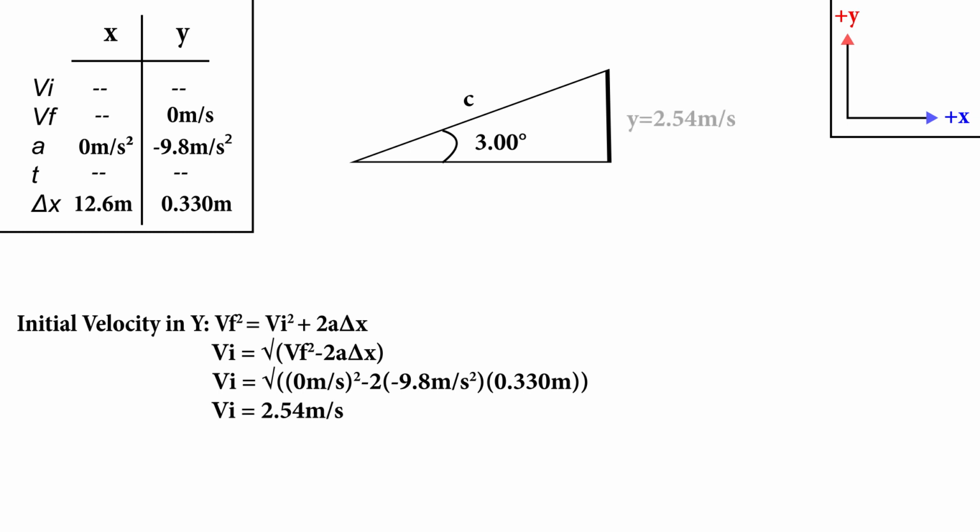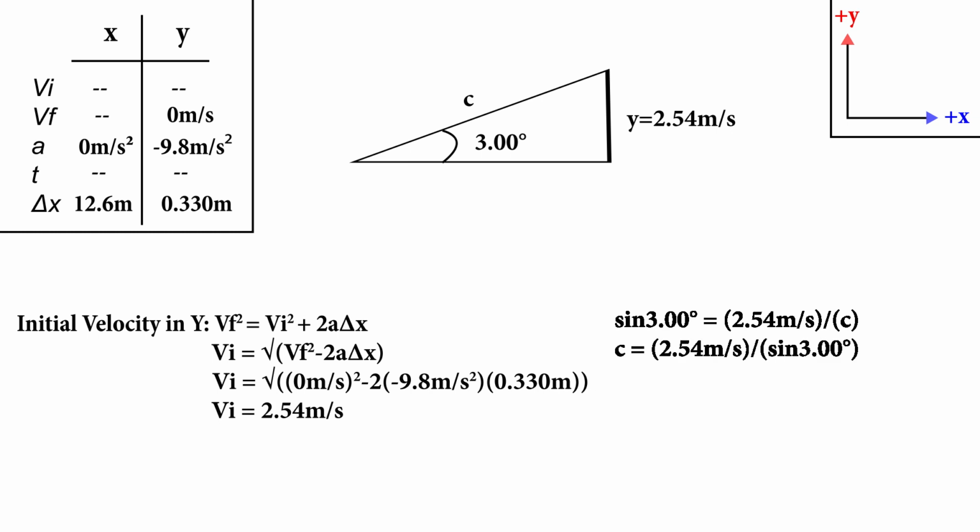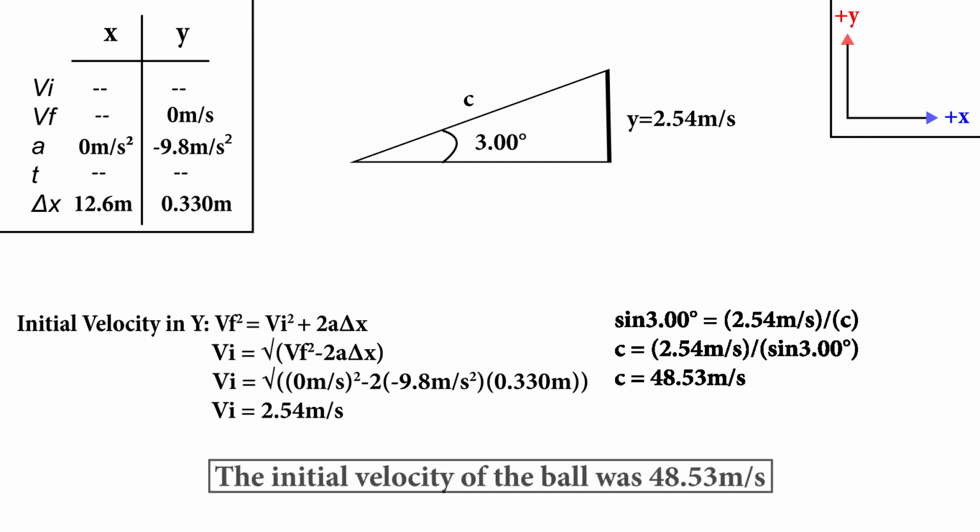Since this is the y component, if we take the sine of 3 degrees, we can solve for the actual final velocity. So we do the sine of 3 degrees equals opposite over hypotenuse, or 2.54 meters per second over c. After manipulating and solving, we get 48.53 meters per second. So the initial velocity of the ball is 48.53 meters per second.